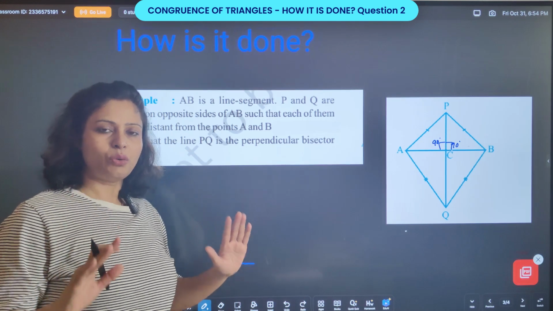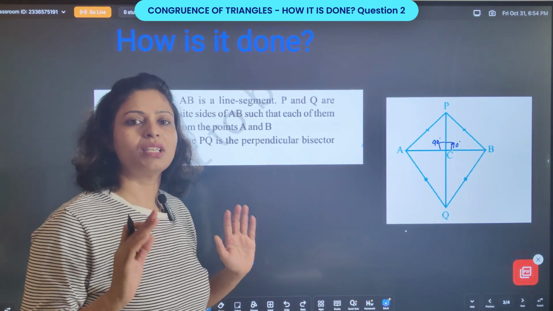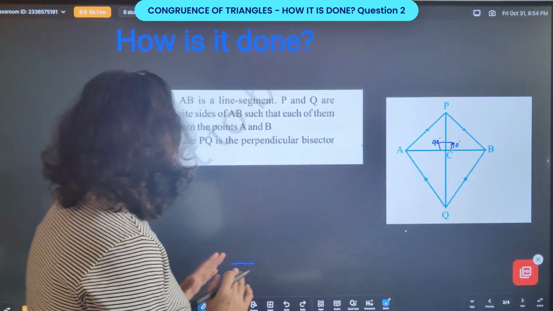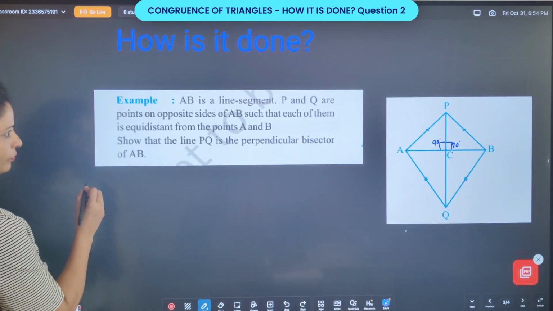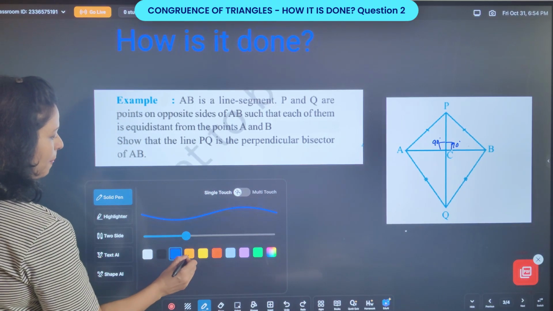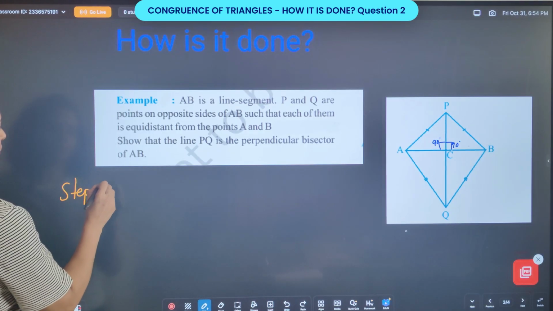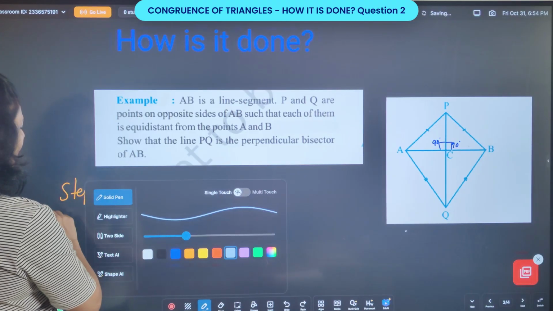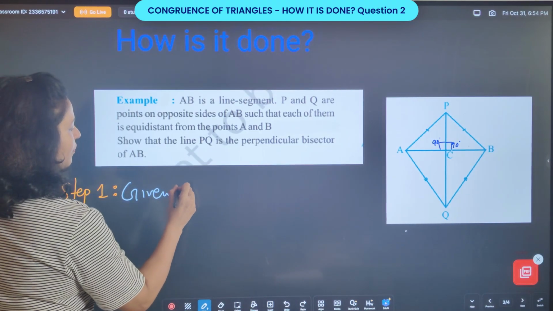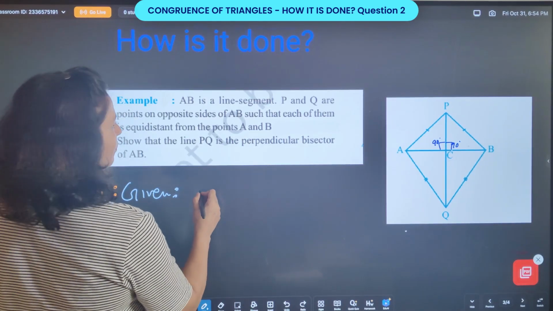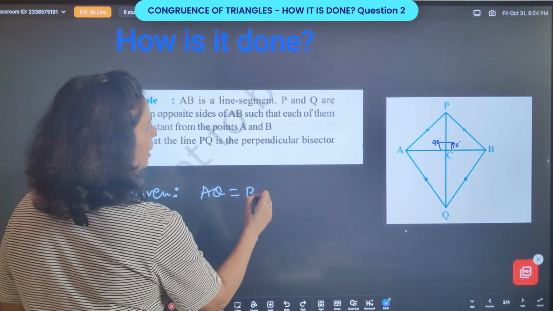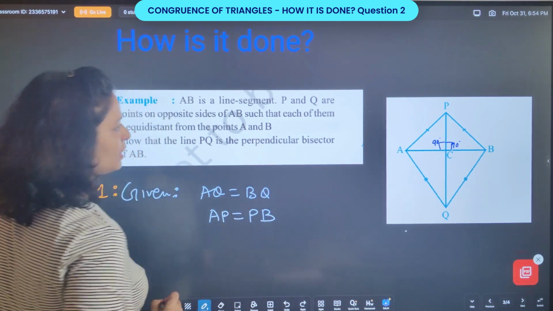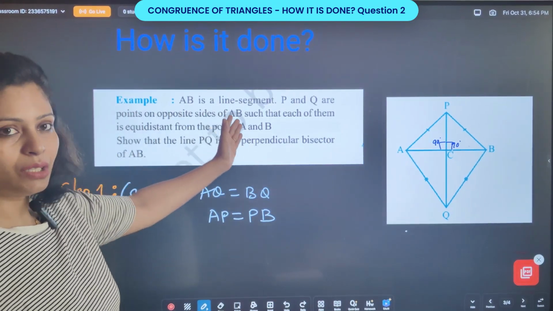First, you need to read the question calmly and understand what is given. I told you in my previous video what steps we have to write. Step 1 is to write what is given. Here, AQ is equal to BQ and AP is equal to PB. These are the two things given to us once we read the question.